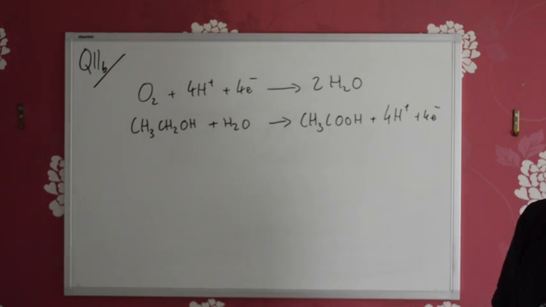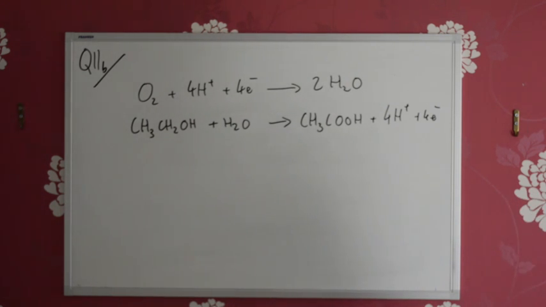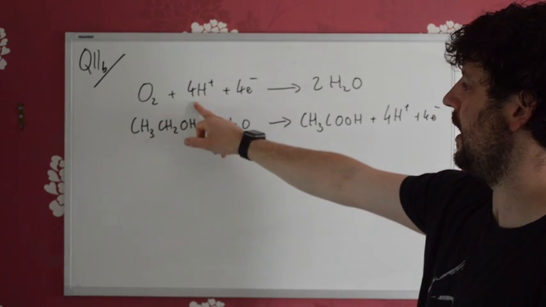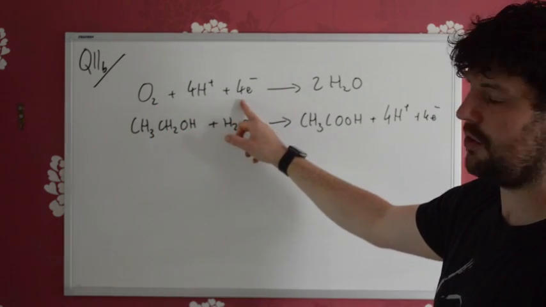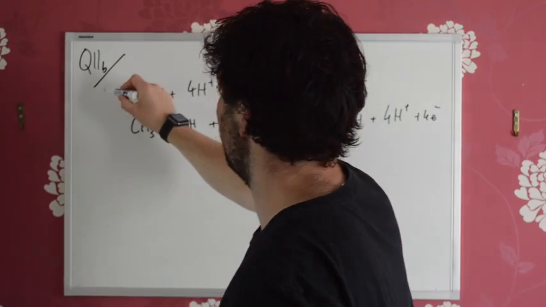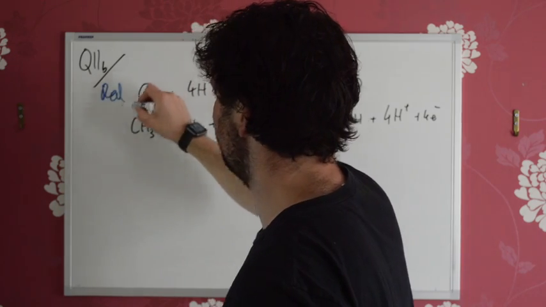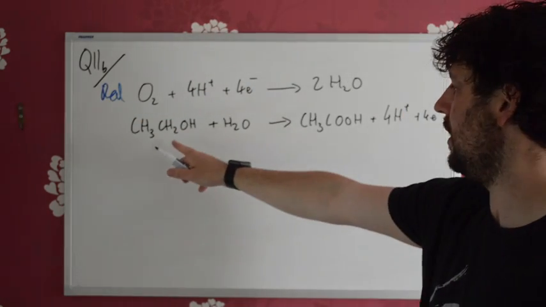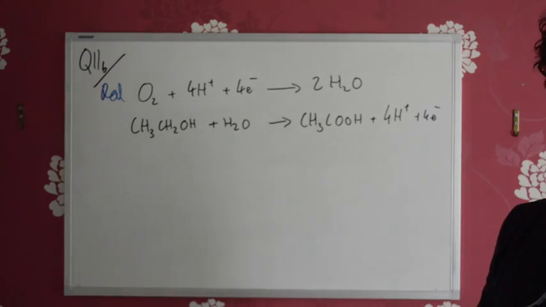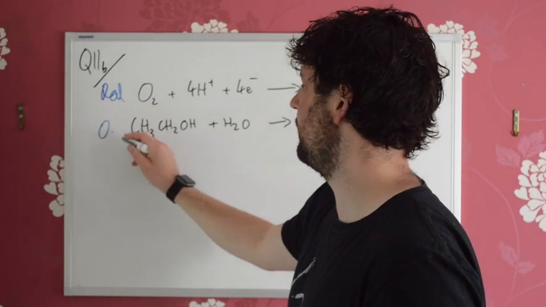First of all, we'll identify the reduction and the oxidation reactions. This top one here, because we are adding hydrogen ions and electrons, fits in with our definition of a reduction reaction. And in here, the ethanol is losing hydrogen and losing electrons, so that fits in with an oxidation.